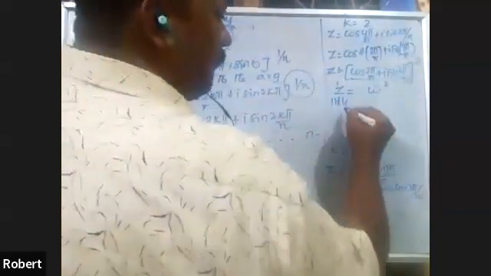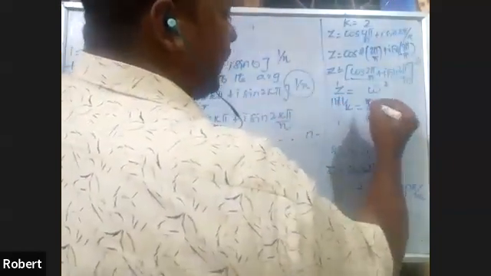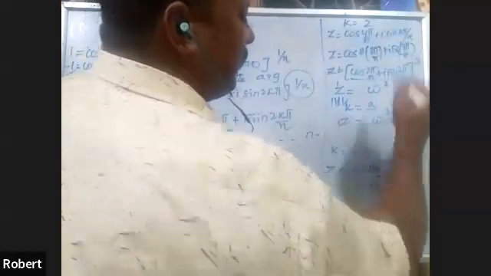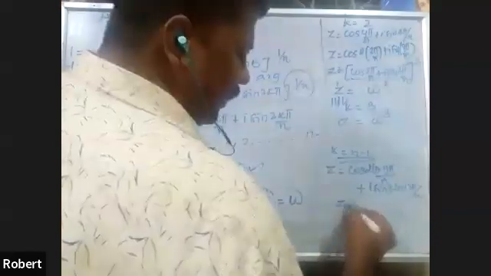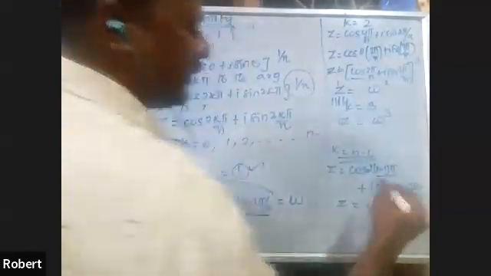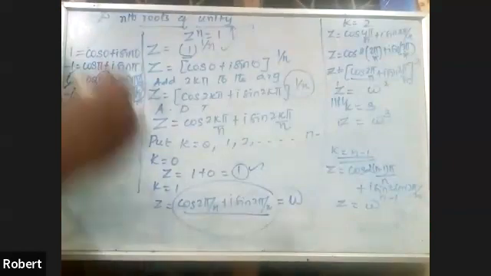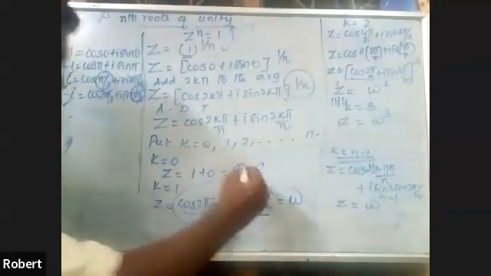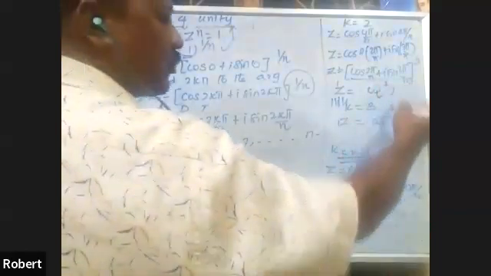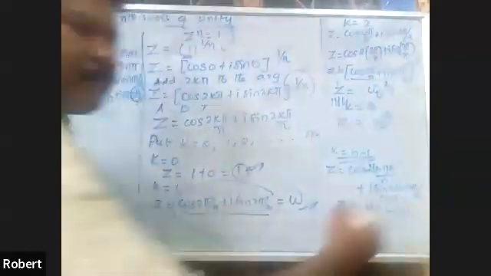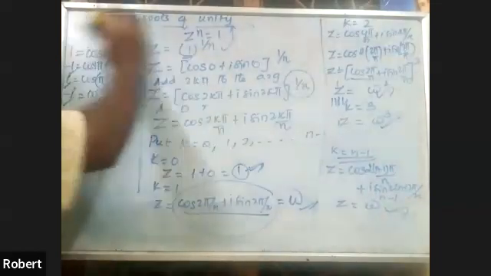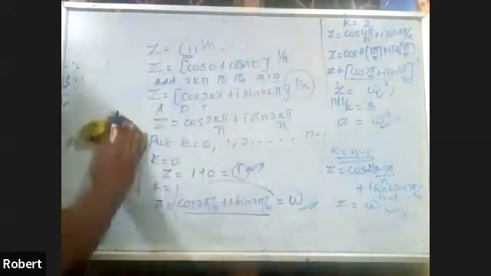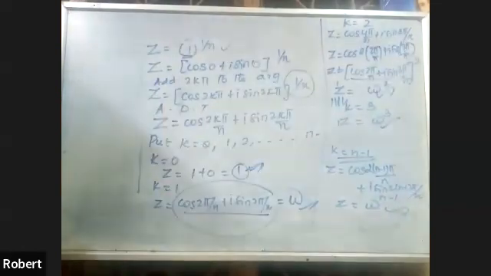Similarly, when k is equal to 3, your z is equal to omega power 3. And so on, when k is equal to n minus 1, your z is equal to omega power n minus 1. Therefore, the values of the nth roots of unity are 1, omega, omega square, omega cube, up to omega power n minus 1, where omega is as defined. Right. So now listen carefully.